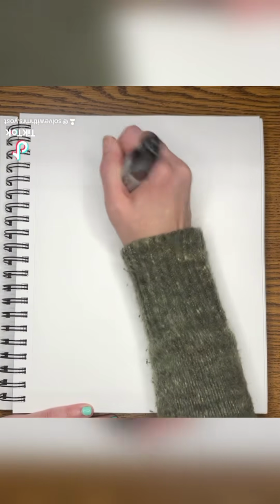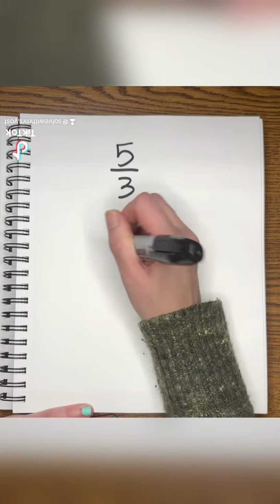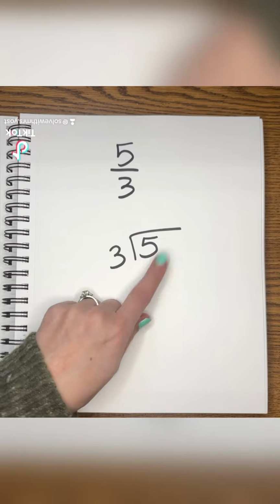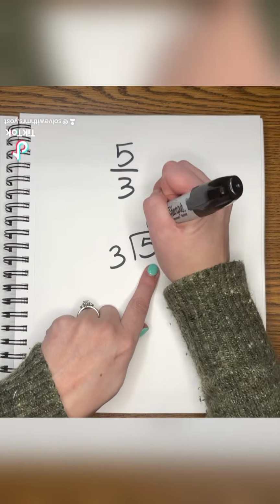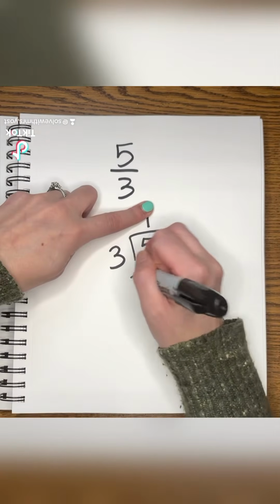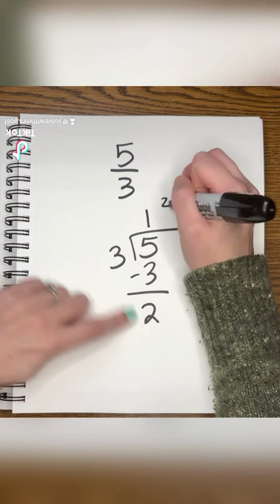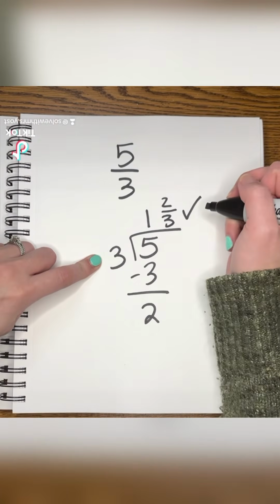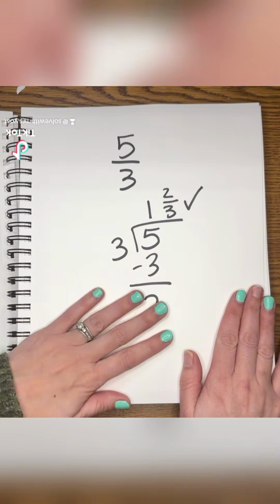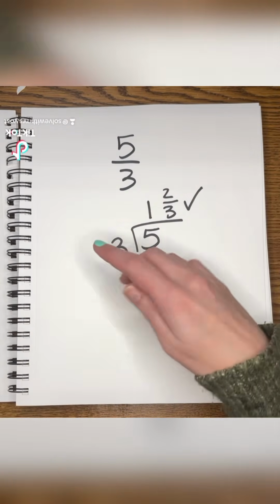5 over 3 equals 5 divided by 3. 3 goes into 5 one time. 3 times 1 is 3. Subtract, 2, numerator, denominator. That works too. But this is the long division way because all fractions are division.